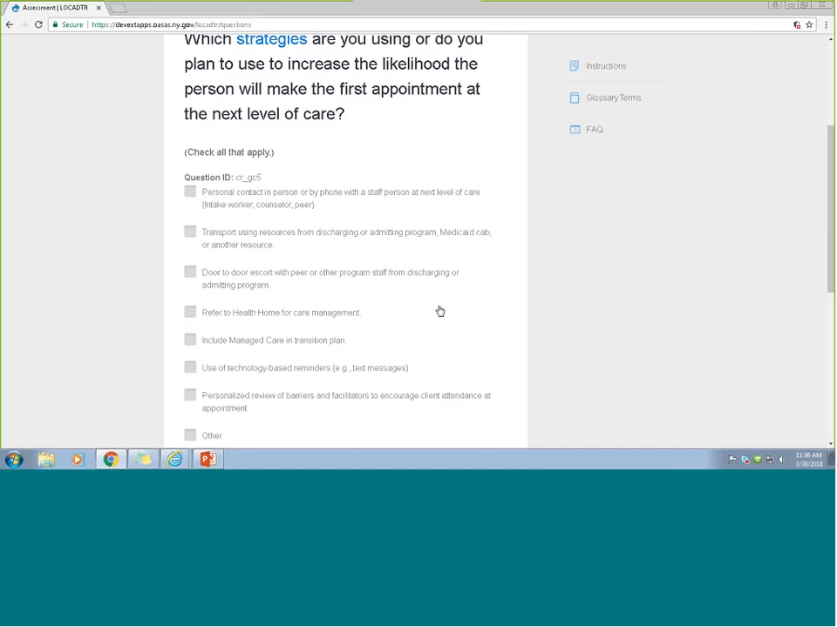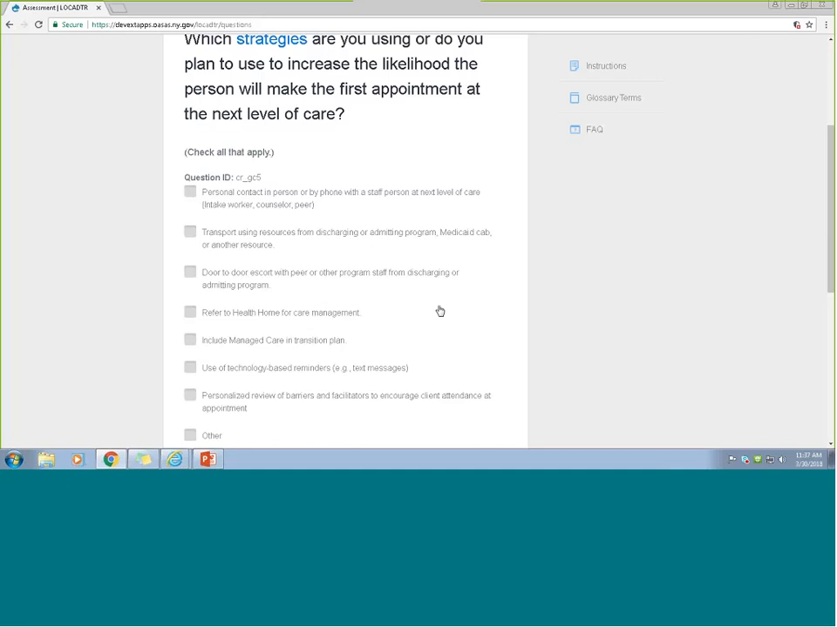So one of them is introducing a peer who may be very aware of the outpatient clinic, perhaps, that the person may be attending, or maybe it's a recovery program or a recovery center. So you would want to introduce that early on and help make that linkage. And so here you can check any or all that apply.